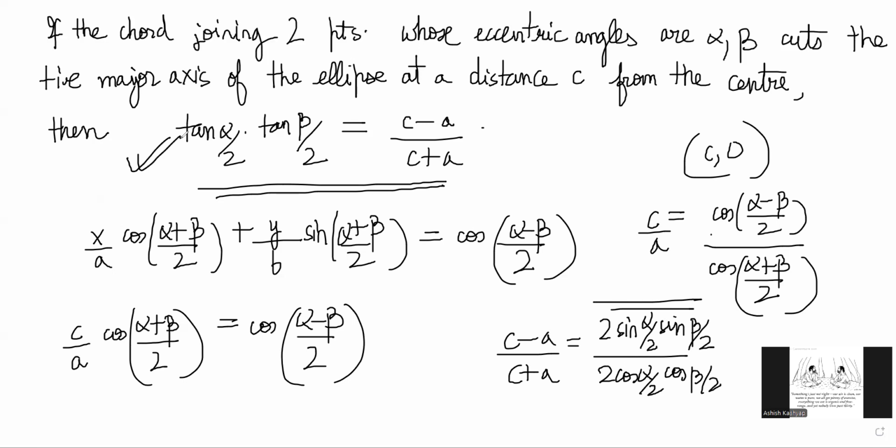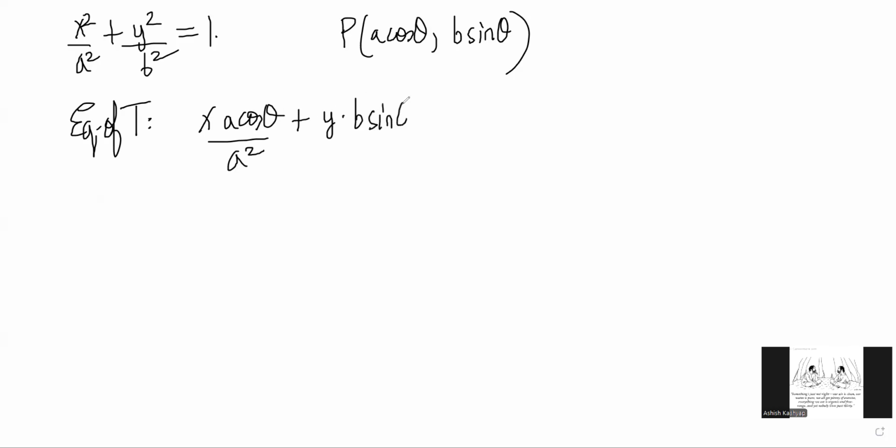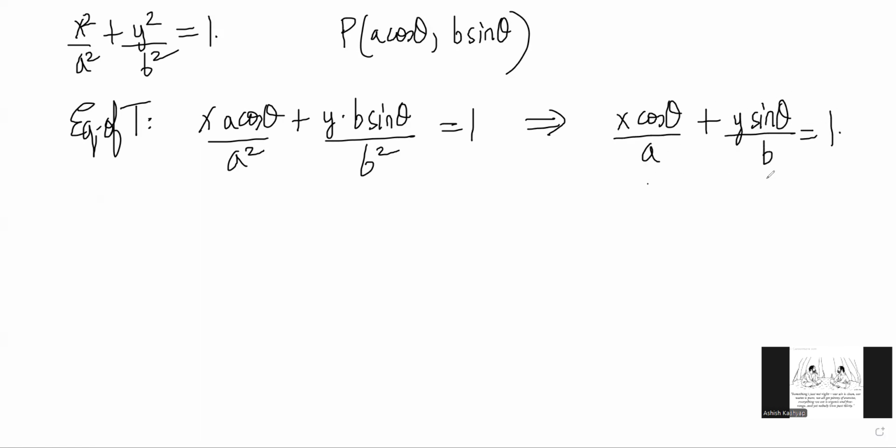Again, we can find tangent and normal equations to an ellipse. So if my ellipse is like this, I can find tangent and normal equations in terms of the parametric points. The point is a cos theta, b sin theta. So equation of tangent will become x into x1 by a square plus y into y1 by b square equals 1, that is, x into a cos theta by a square plus y into b sin theta by b square equals 1. The equation of tangent becomes x cos theta by a plus y sin theta by b equals 1.